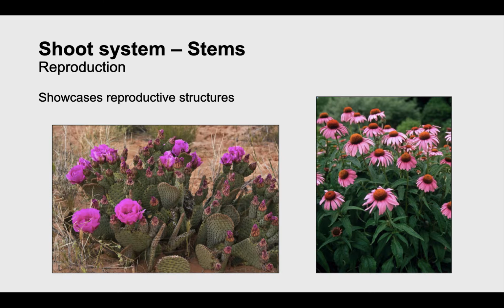In terms of reproduction, stems are important in showcasing the reproductive structures, supporting the flowers, and orienting them to wherever they need to be. Normally it's going to be at the top of the plant, nice and showy. Sometimes it might be found at the bottom of the plant if you're trying to attract, say, beetles or insects that will crawl along the ground. But typically we have them on the top of our plant here. So again, we can see these modified stems of the prickly pear showcasing that reproductive structure.